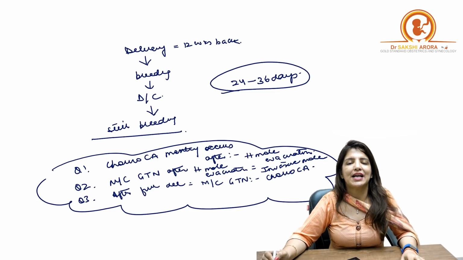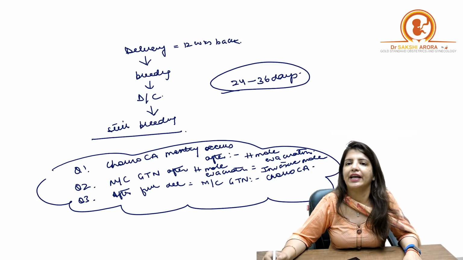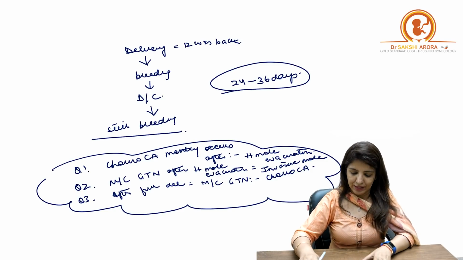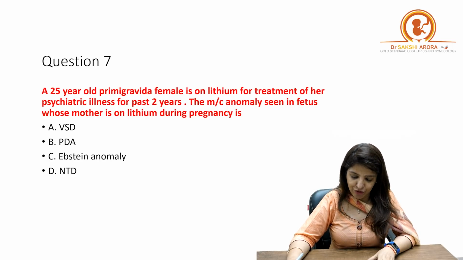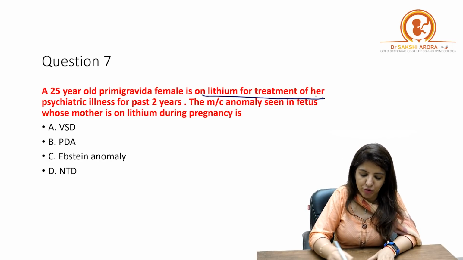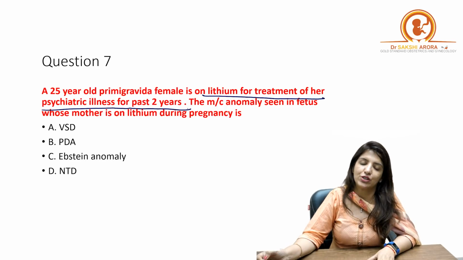Right? So these are the three very important single liners which I want you to remember. Okay. Next question. A 25-year-old primigravida female is on lithium for treatment of her psychiatric illness for the past 2 years.